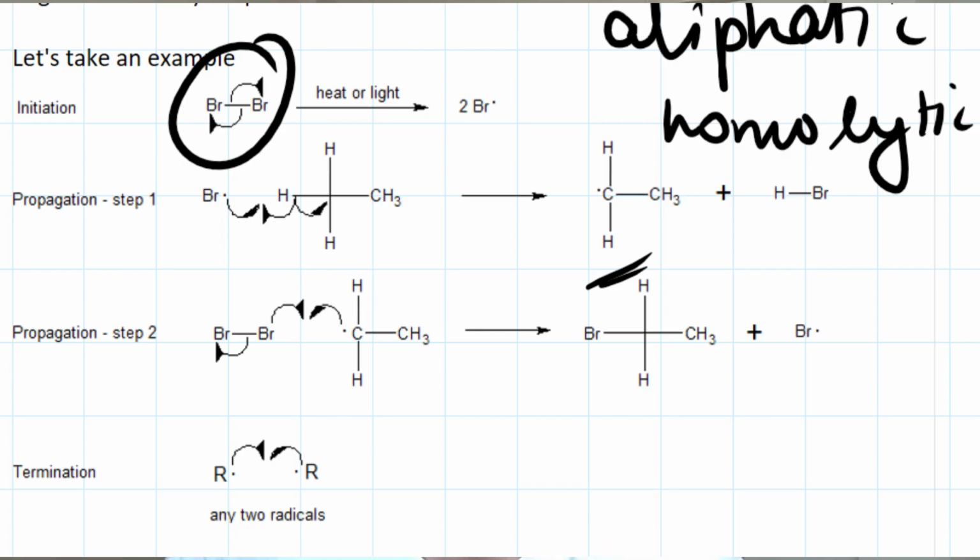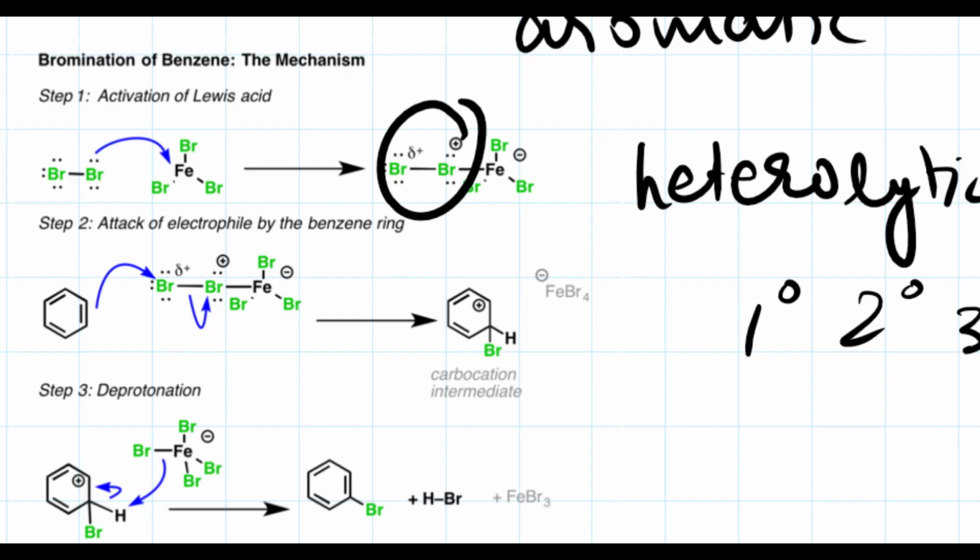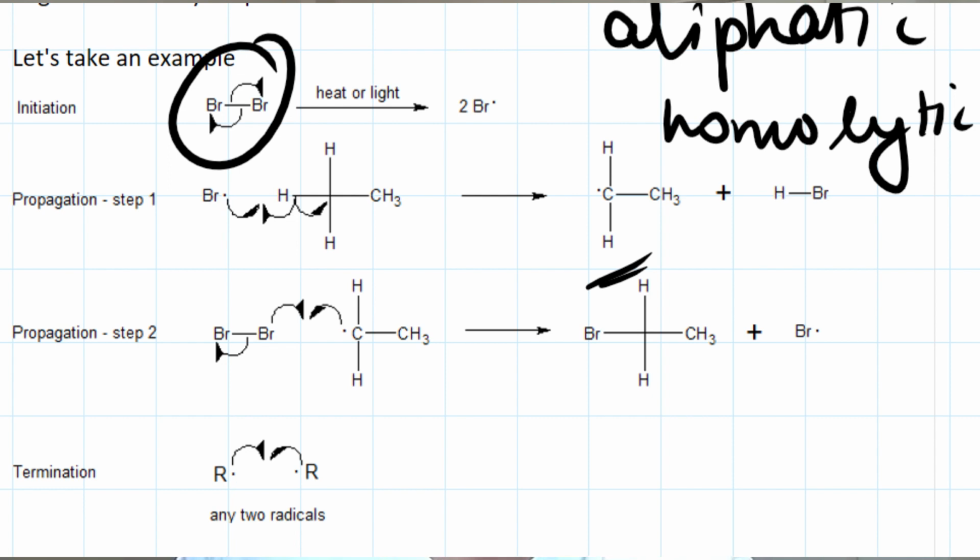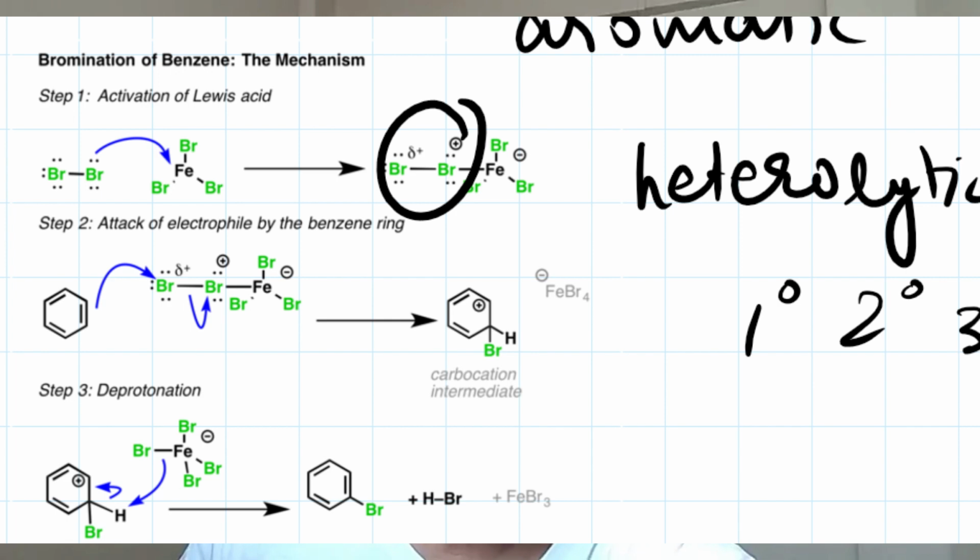I've taken this example over here of this halogenation reaction and this other halogenation reaction. Both of them are halogenation. I am just representing one with an aliphatic carbon and one with an aromatic carbon. However, notice the mechanism differences. Look at the first reaction. I am using heat or light, whereas in the second mechanism I am using a catalyst. I am using FeBr3. So what is the difference?